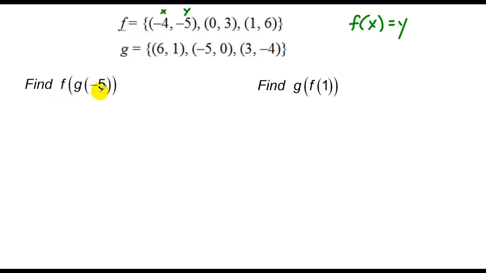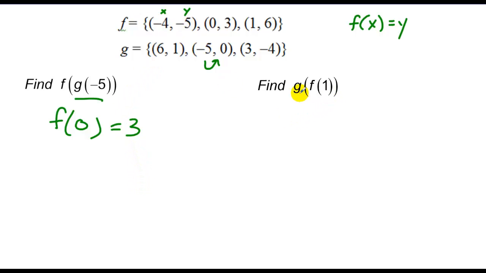The first is f of g of negative 5. So I go to the g function first, find the input of negative 5. This negative 5 outputs 0. So therefore, g of negative 5 is equal to 0, and now I have to find f of 0. Well, I go up to my f function. Notice that here is an input of 0, and I have an output of 3. So f of g of negative 5 is actually equal to 3.